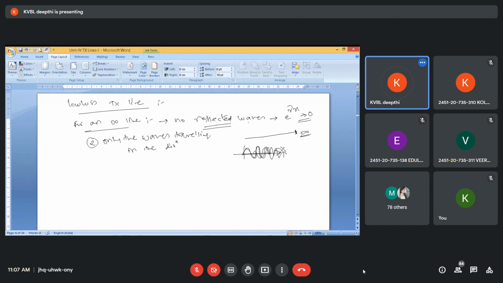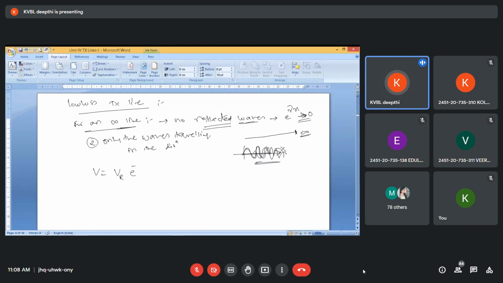Okay, so we are now talking about the low loss transmission line, in which we are again talking about an infinite line here. So for the infinite line, the first thing we will be talking about is that there will not be reflected waves. Reflected waves don't exist, that means the e power gamma x value is equal to 0. What is left for us? What is the equation we have written yesterday? What is the equation for v?